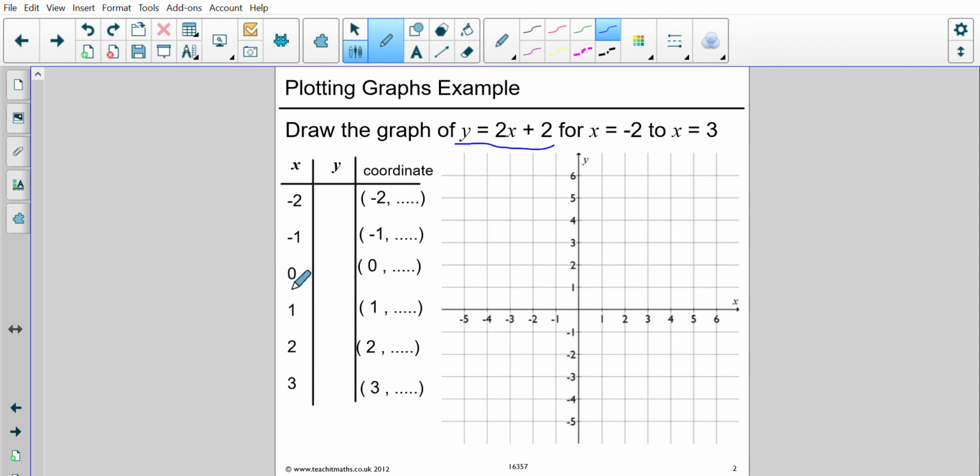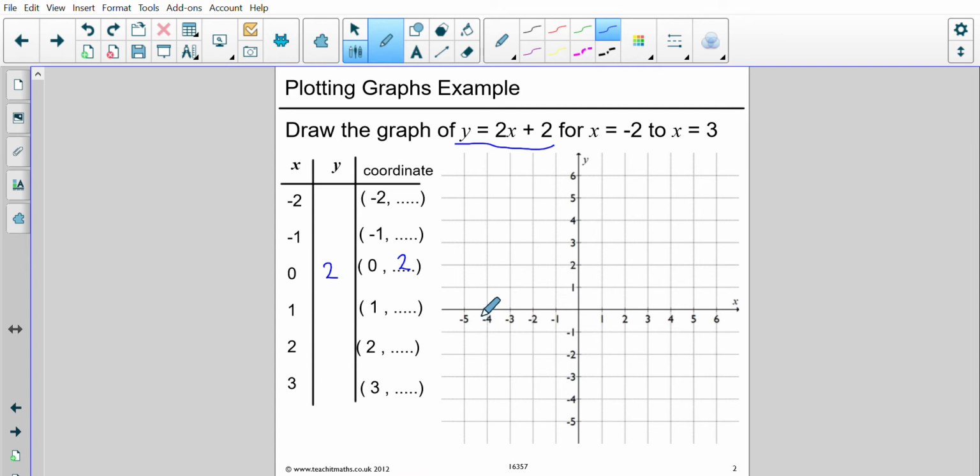Okay, so when x is 0, we're going to substitute that into y equals 2x plus 2. So that means I've got 2 times by 0, which I know is 0, and then I'm going to add 2. So when x is 0, y is 2. So that tells me that the coordinate, the x value is 0 in this column, and the y value is 2. And that point lies on the line.